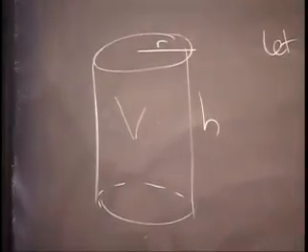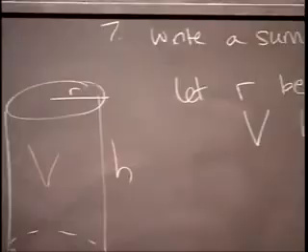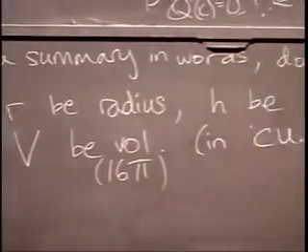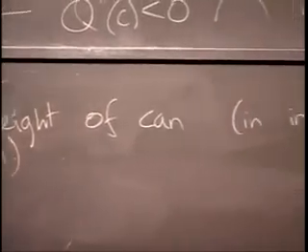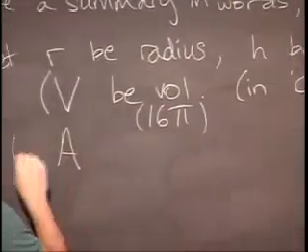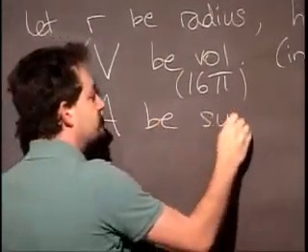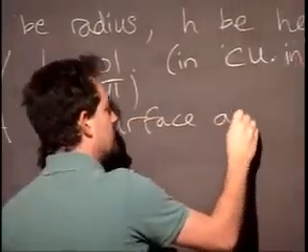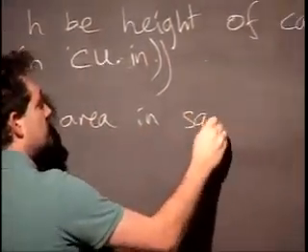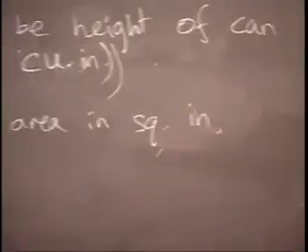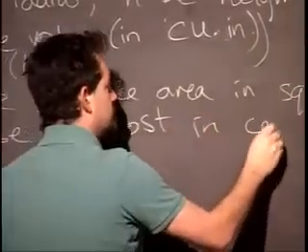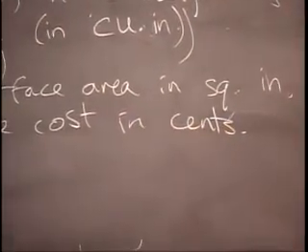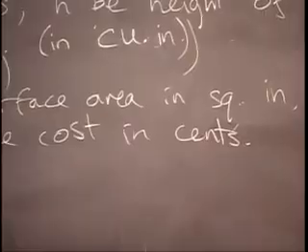We need the cost. But what does the cost depend on? It's 2 cents times what? The surface area. So we're also going to need A. So we don't really need the volume. We're going to need A. So let A be the surface area in square inches. And let capital C be the cost in cents. So everything has a unit, even the cost. And this is the one that we want to minimize.